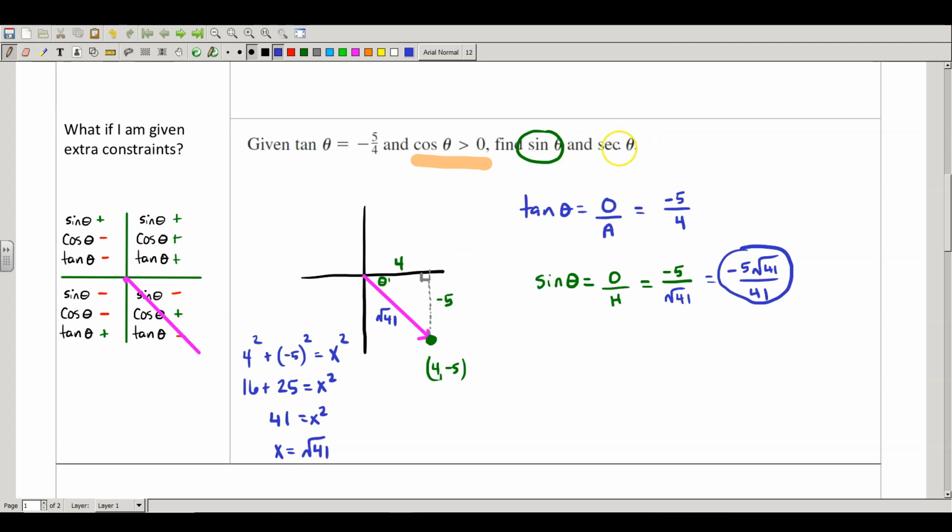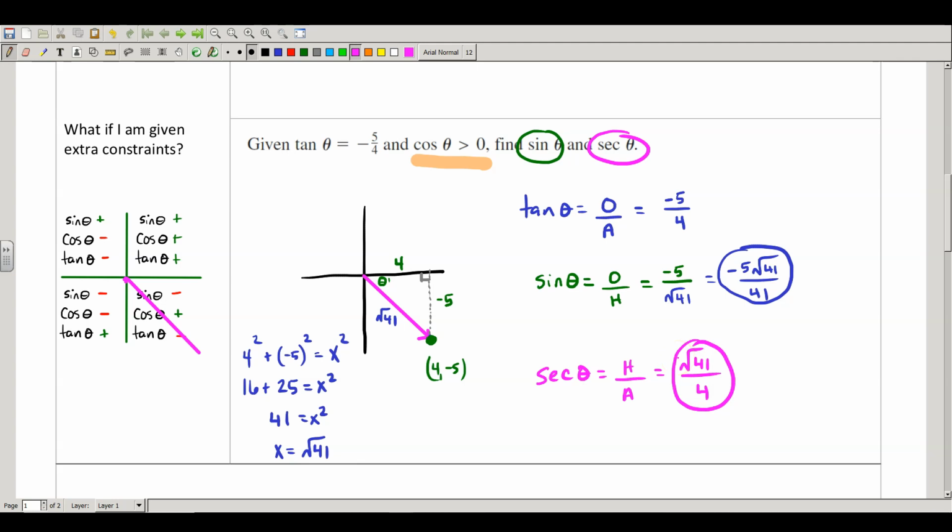But what is the secant? The secant of theta, let's figure that out. If I go to SOHCAHTOA, the secant is the hypotenuse over the adjacent. It's the reciprocal of cosine. The hypotenuse here in my picture is root 41, and the adjacent is 4. So root 41 over 4 in this problem. All right.